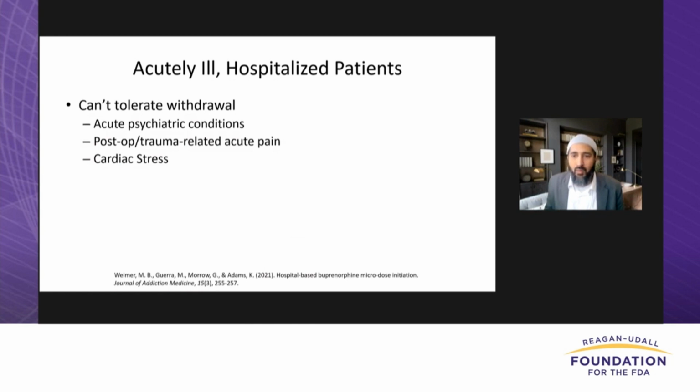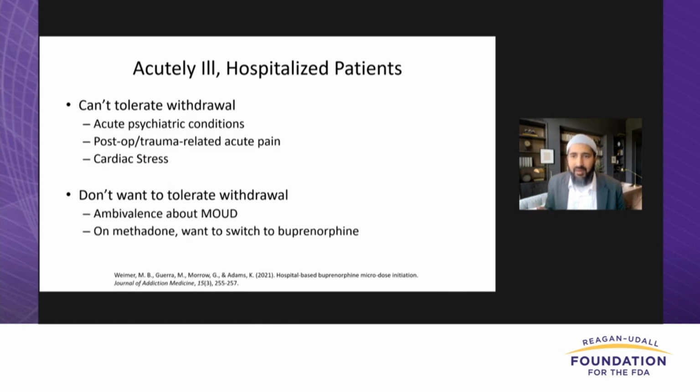Then there's people that just don't want to tolerate opioid withdrawal, on the next bullet point. So there's people that are ambivalent about opioid use disorder medications, patients that are on methadone who want to switch to buprenorphine because of some new development in their hospitalization, which doesn't allow them to be on methadone, or patients in the outpatient setting, stable on methadone, who want to switch to buprenorphine and don't want to go into the days of withdrawal that it requires to start buprenorphine, and also patients with a history of precipitated withdrawal.